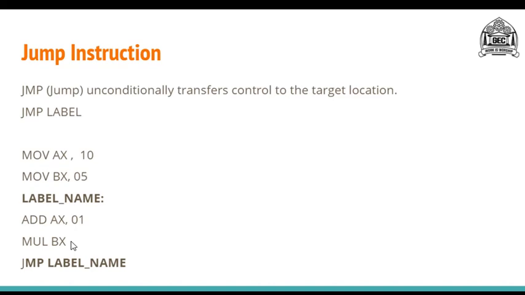Once it performs the multiplication, it will go on and execute the last statement, which is JMP and the name of the label. So when this statement is executed, and since this is an unconditional jump, it will transfer the control to your label. So what will happen? Once we execute this statement, the control will go directly to the entry point of your label.